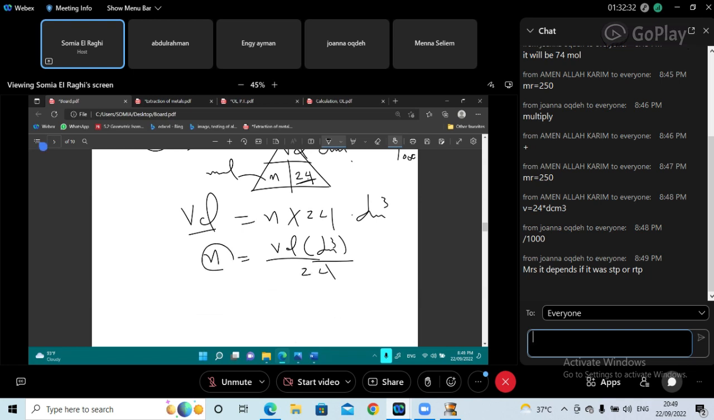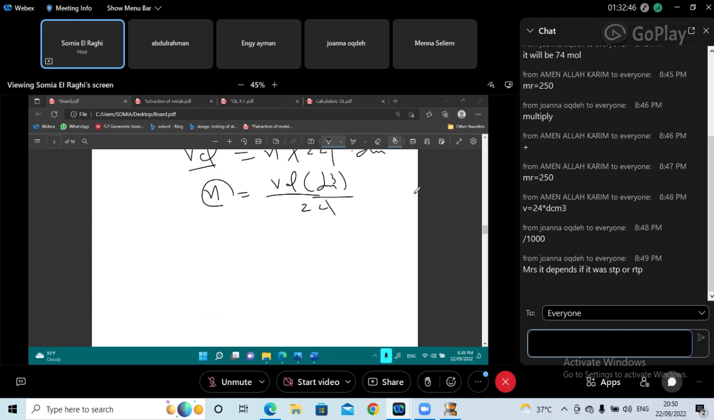Let's practice. Let's do a simple example. You don't have any condition here regarding this part until you go to a higher level. We have an ideal gas according to the condition. So assume I have this volume, in cubic centimeter, of fluorine gas. I need to find its number of mole.